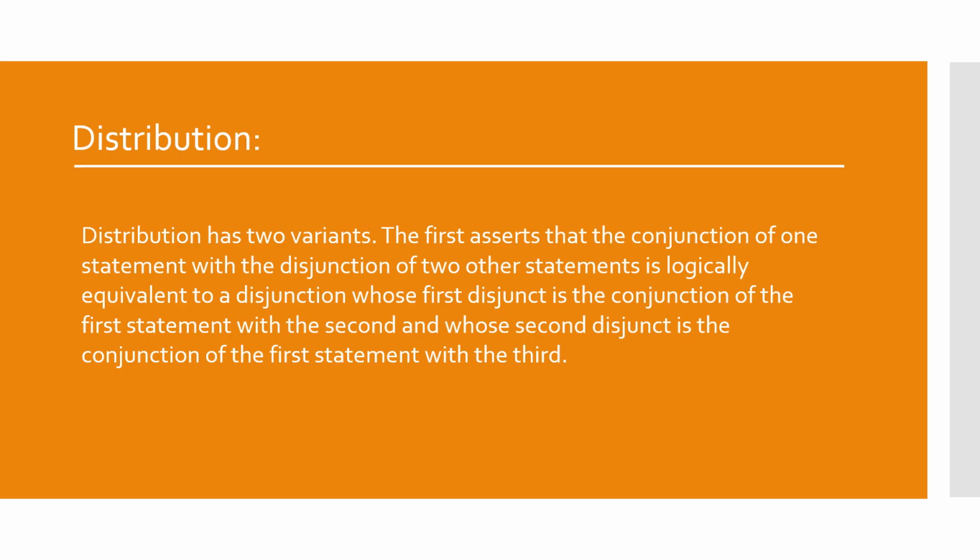The fourth rule is called distribution, and we abbreviate this with simply DIST. So distribution, as we'll see, will have two variants, one that puts together and one that takes apart, basically. The first asserts that the conjunction of one statement with the disjunction of two other statements is logically equivalent to a disjunction whose first disjunct is a conjunction of the first statement with the second, and whose second disjunct is a conjunction of the first statement with the third.